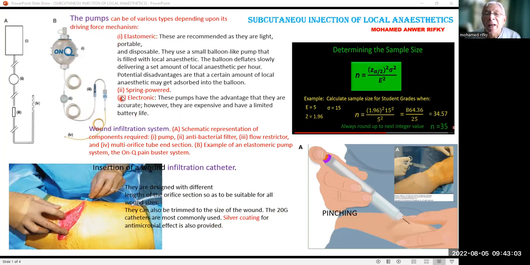Of course, we know the elastomeric method used for PCA. And this is the method of how to inject local subcutaneous. You must pinch the skin, then inject, and then leave the pinch, you see, so that you will not go to the other side. And this is the special syringe used for local anesthetic to better control the injection. You see, you catch with your fingers and the thumb.